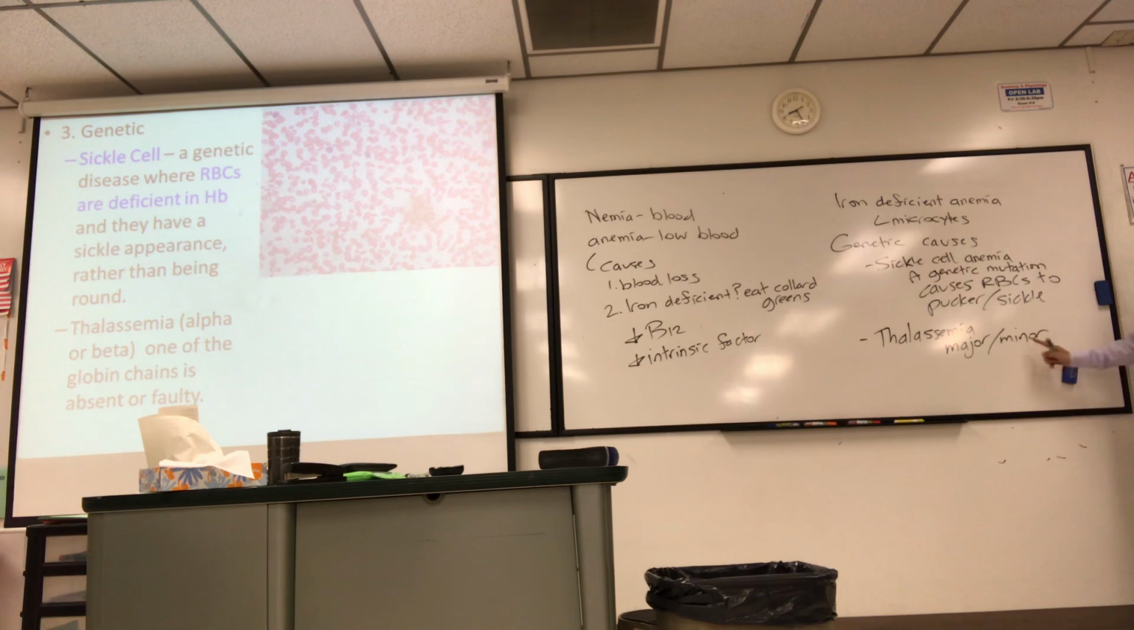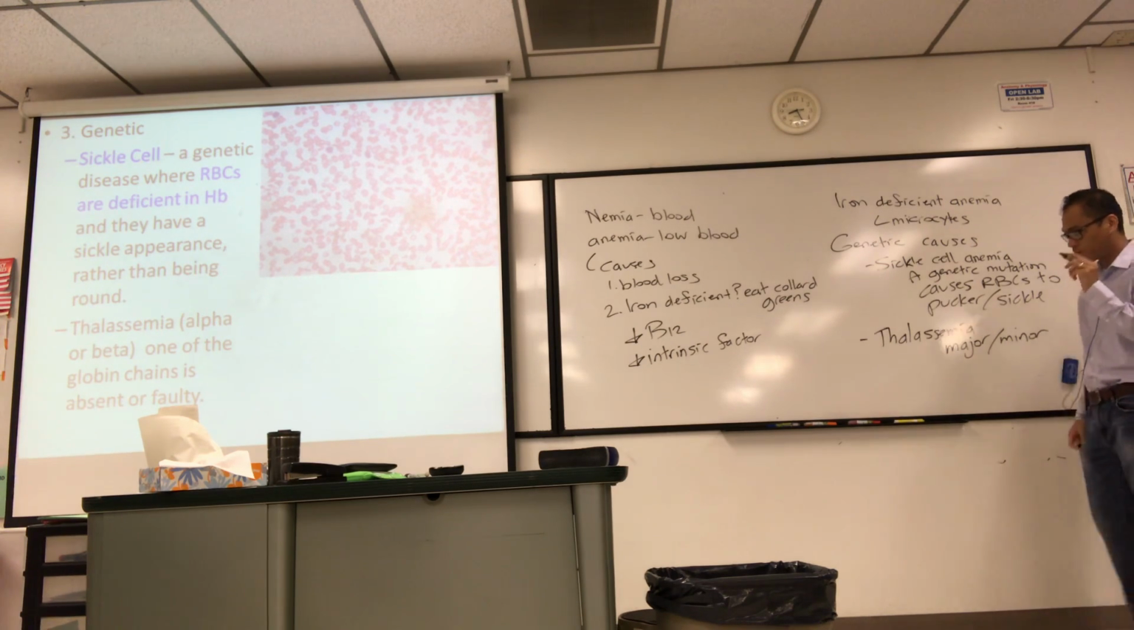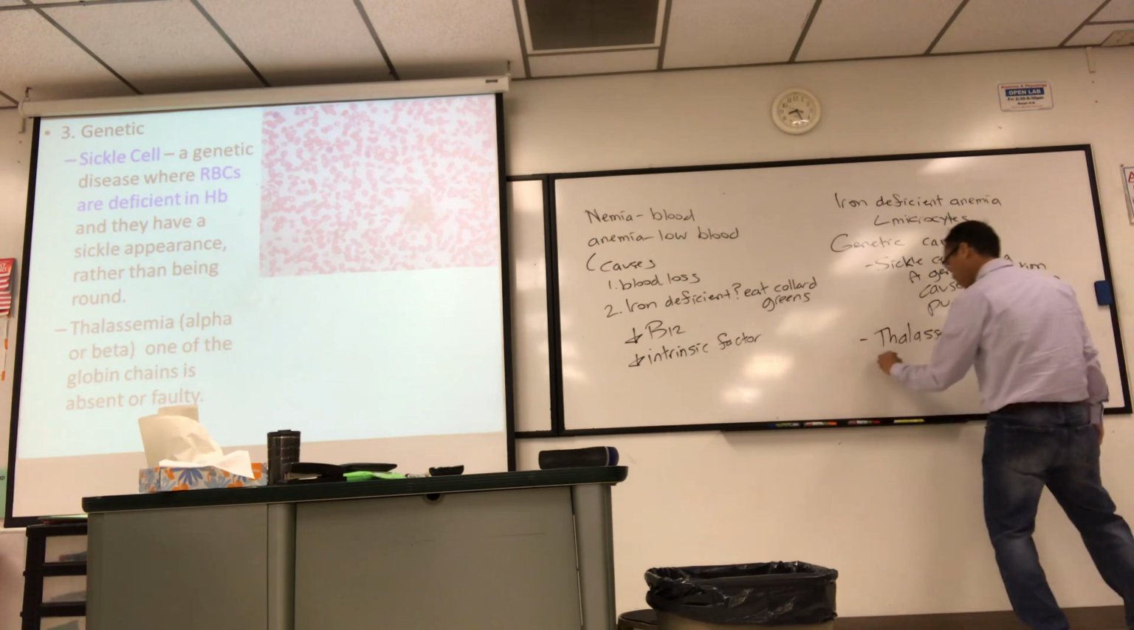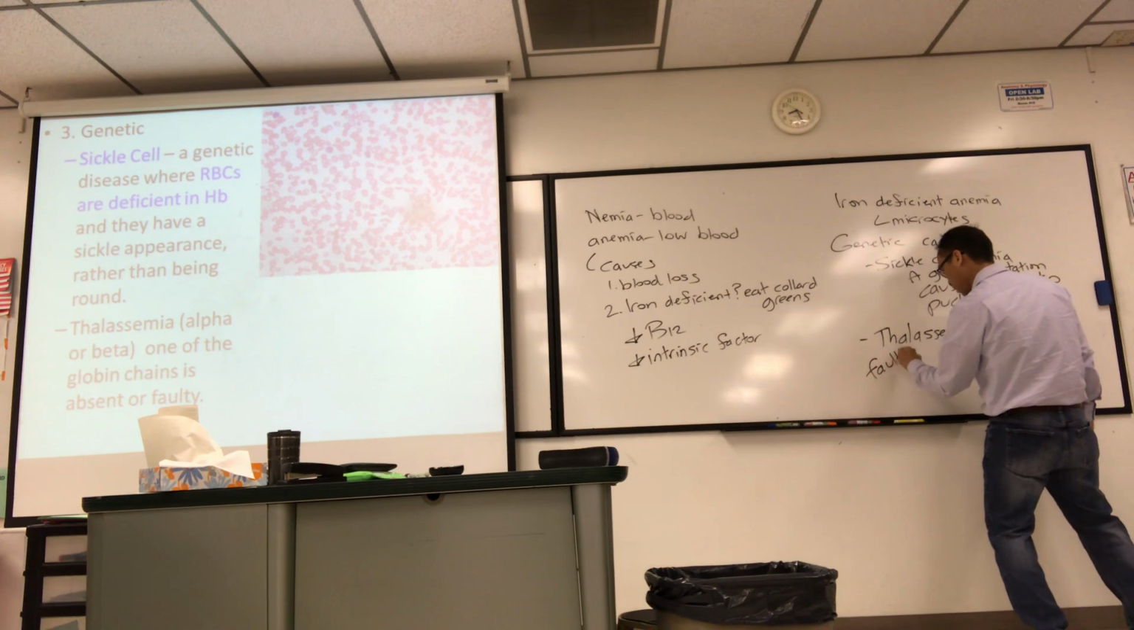But the point is, you can live with a minor. What you need to know is it's one faulty gene of either the alpha or the beta chain. Faulty alpha or beta chain.